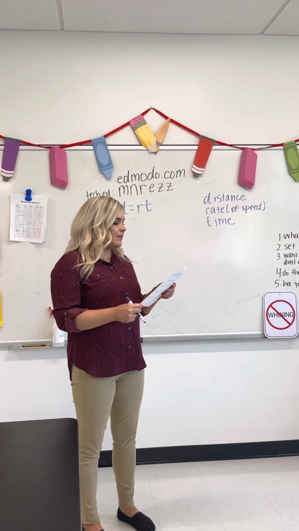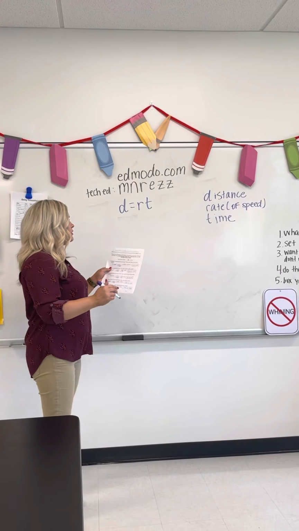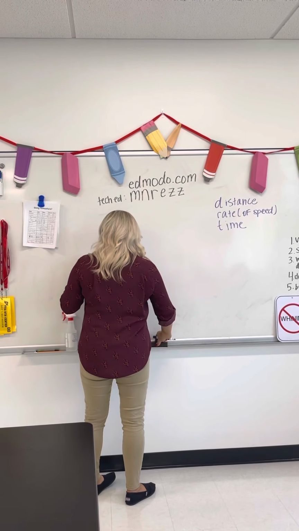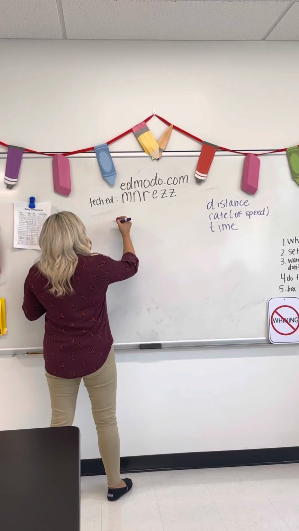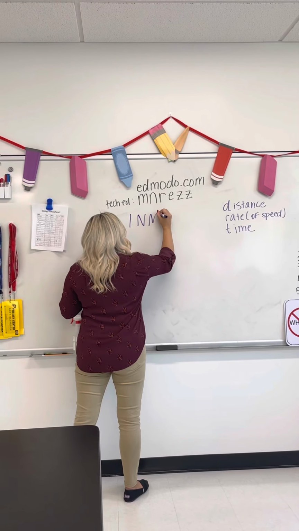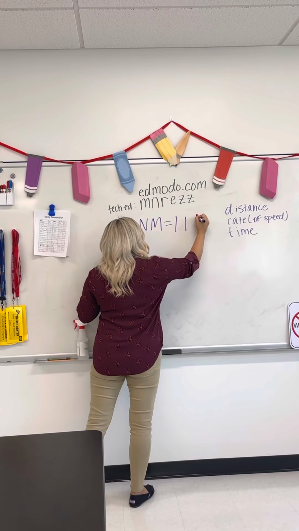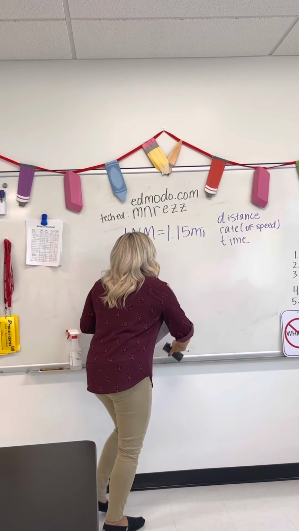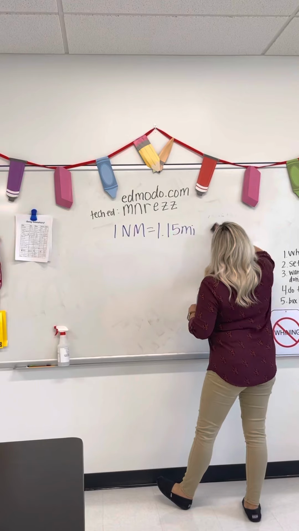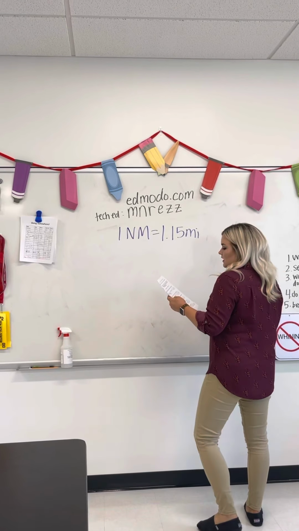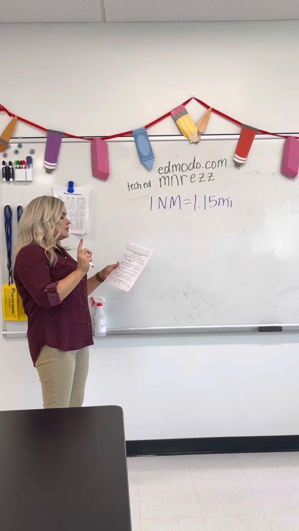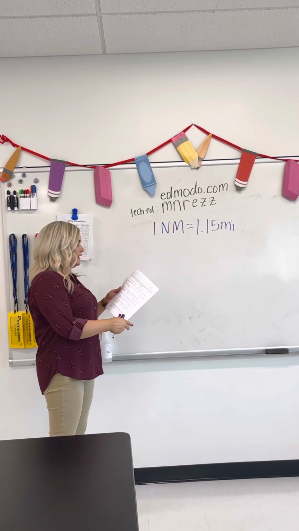All right, so for these problems, we're going to be converting between nautical miles and miles. So we need to know what our conversion factor is, and that is that 1 nautical mile is equal to 1.15 miles. This will never change. This ratio is always going to be true. So to do this, I'm going to follow a certain amount of steps. I'll do numbers 1 and 2 with you, and you'll do the rest independently.